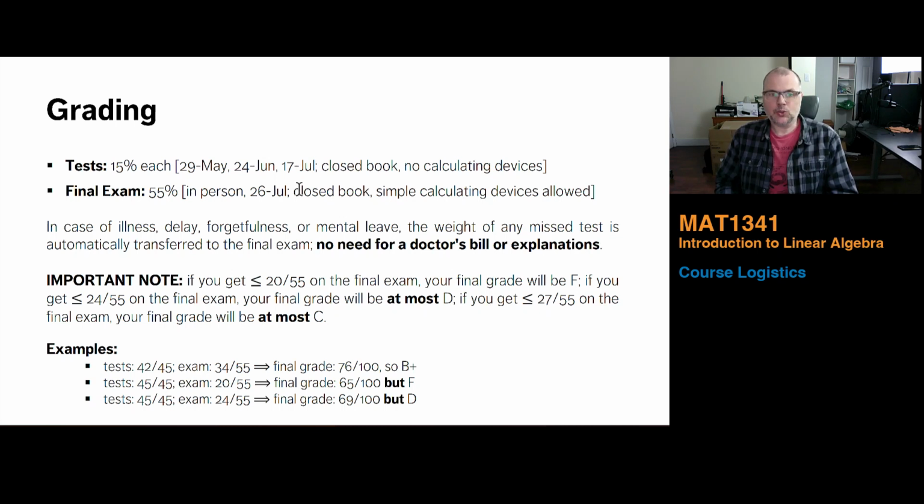If you get less than 20 out of 55 on the final exam, your final grade is an F. Look at this little example here. Get 45 out of 45. You got 20 out of 55. Even though the computation should give you 65, you still get an F.